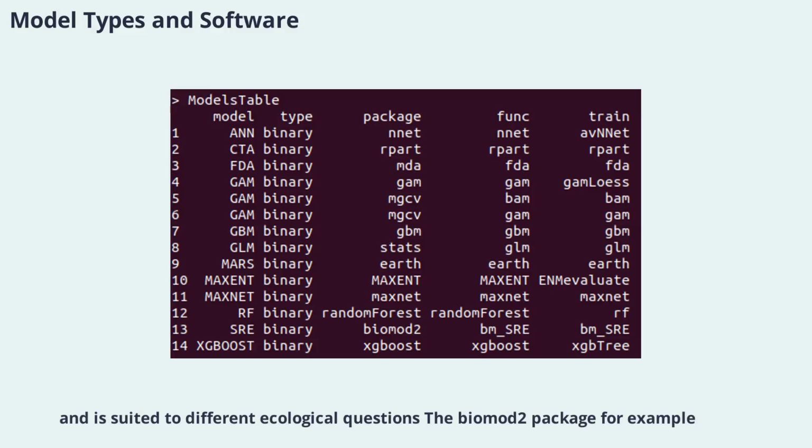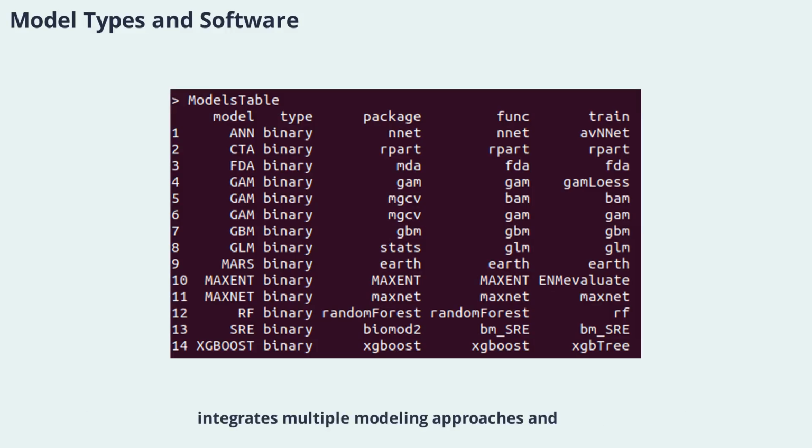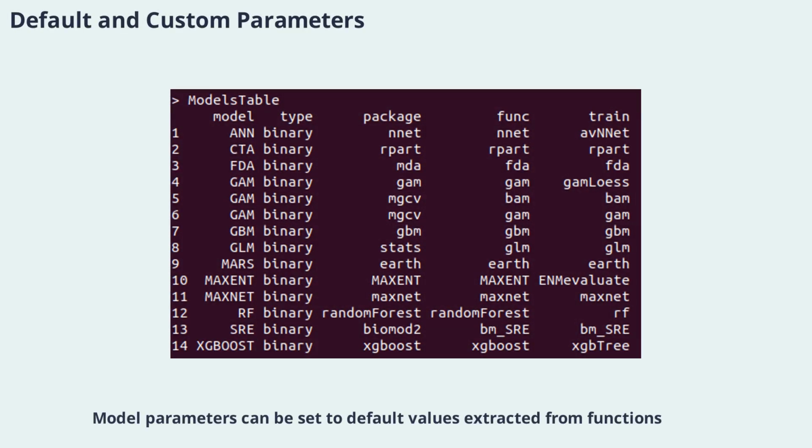The Biomod 2 package, for example, integrates multiple modeling approaches and allows for flexible parameter tuning. By leveraging different software tools, researchers can compare model outputs and select the most appropriate method for their study. Model parameters can be set to default values, extracted from functions, or customized by the user. Default parameters provide a starting point, but custom settings allow for fine-tuning based on the specific dataset and research goals.